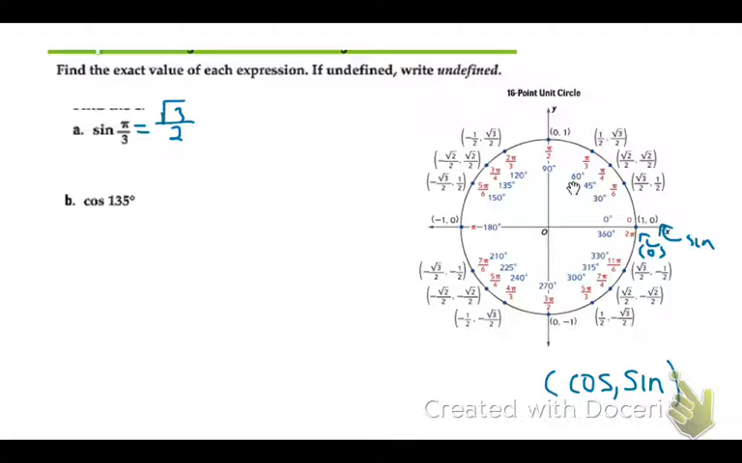Okay, cosine of 135. So find your 135, which is over here. You want cosine, so which value are you going to use? The x. The negative. Good. So that would be the negative square root of 2 over 2. Okay? That makes sense?